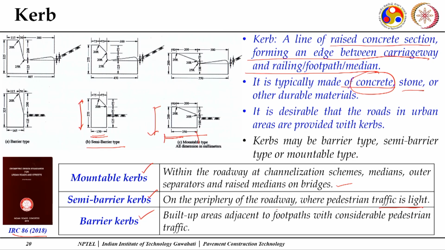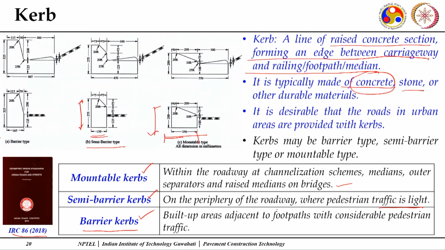Again, there is a concern with traffic capacity when you give curbs, because vehicles will also try to move away from the curbs, so the effective width gets reduced. So you have to judiciously plan how much pedestrian traffic is there, and depending upon it you provide this. Then the barrier curb, a full barrier type curb.